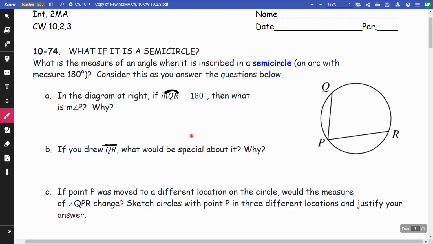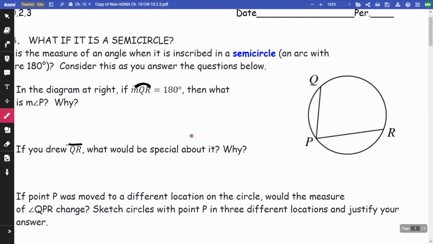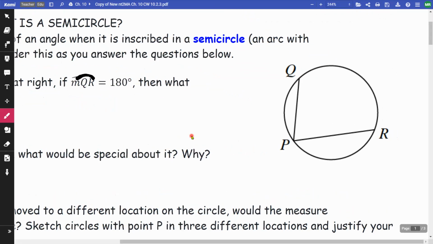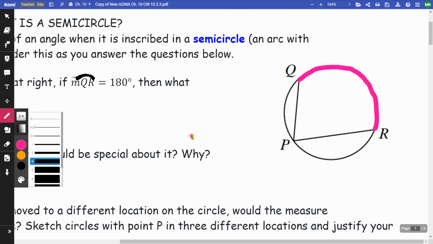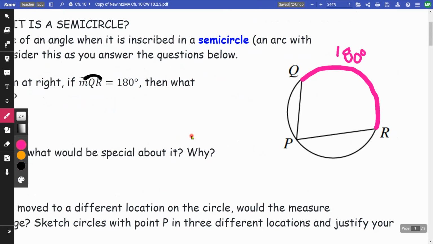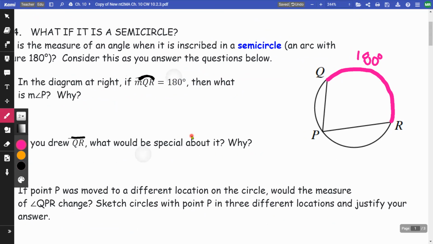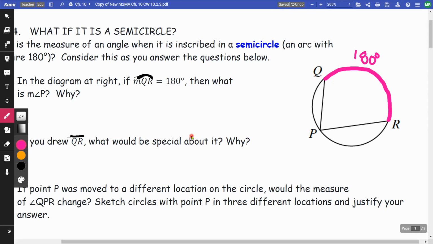And so in the diagram, they are telling us that the measure of arc QR is 180 degrees. So this arc right here, QR, is 180 degrees in terms of its measure. Now they're asking us what has to be true about the measure of angle P and why.